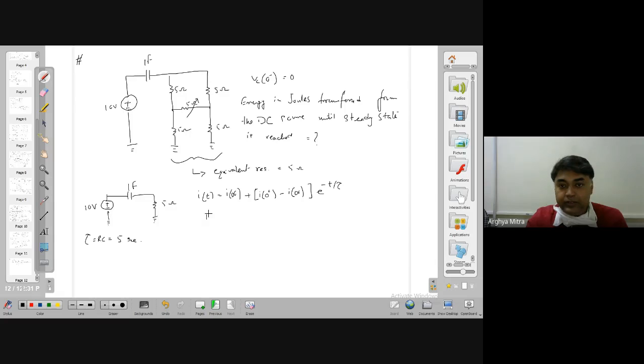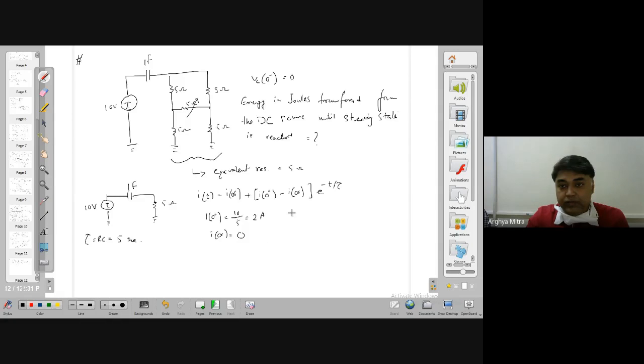What is I0 plus? I0 plus, initially it is behaving as if it is short circuited, and after that it will behave as if it is open circuited. So I0 plus is 10 divided by 5, 2 ampere. And I infinity, as I told you, with time it will behave as if it is open circuited. So current flowing through this will be 0. If it is open, then it becomes 0. Current will be 0. So I infinity is 0.